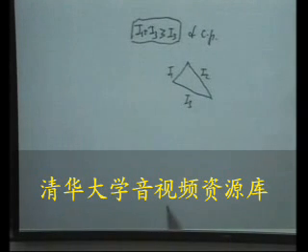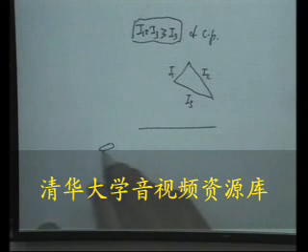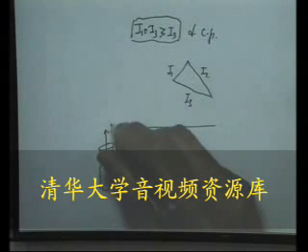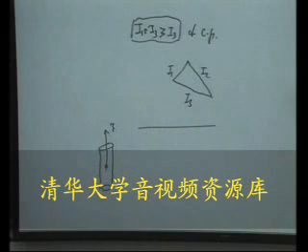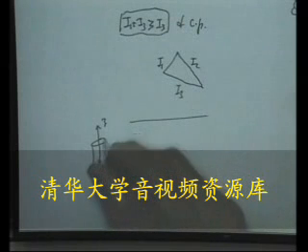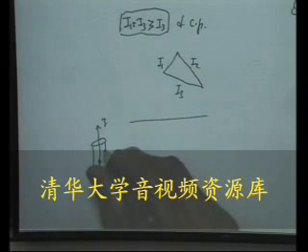Now, let us consider a cylinder. Let this be the z-axis. This is its center. Is it obvious that the z-axis is a principal axis of inertia? Obvious, because for every point here, there is a diametrically opposite point.